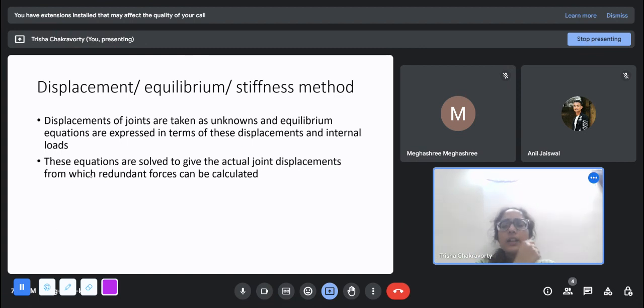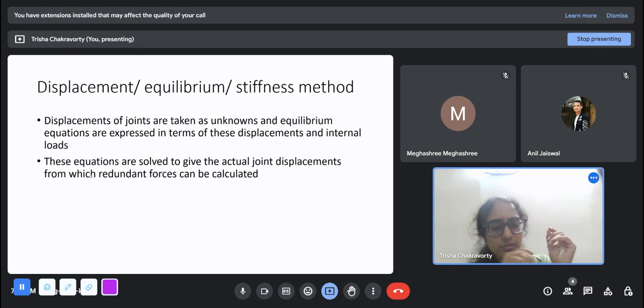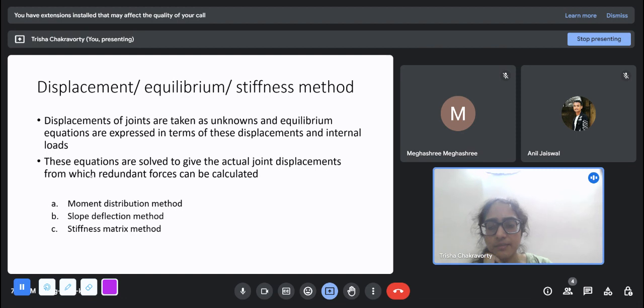And the concept of displacement or equilibrium or stiffness methods is that the displacements of joints are taken as unknowns, and equations of equilibrium are expressed in terms of these displacements and internal loads. These equations are solved to give the actual joint displacements, from which redundant forces can be calculated. Basically, in the previous one, we take the forces as unknowns, and here we take the displacements as unknowns, and that is how the approaches get their name.